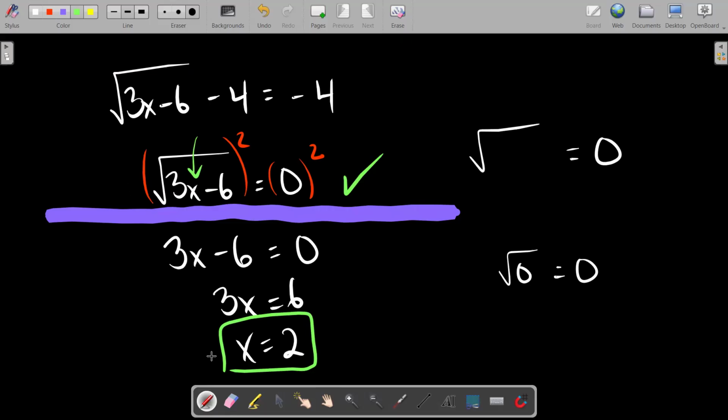So that's bottom level, right? If we're like climbing a mountain here, that's like base camp number 1. Okay, so that's just the basics of how to solve a square root equation. Isolate the square root, square both sides, solve what you get. Any questions there? All right, let's go up a level.